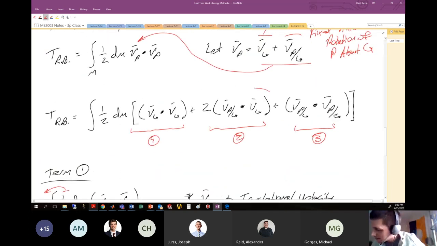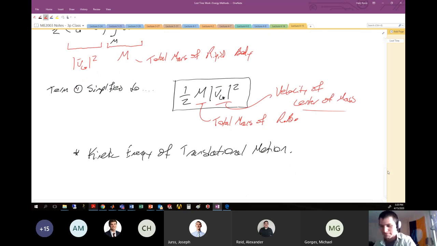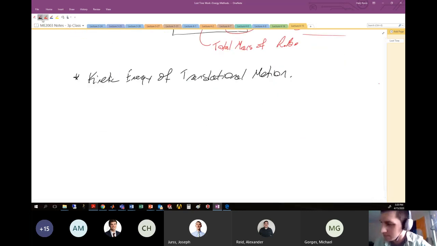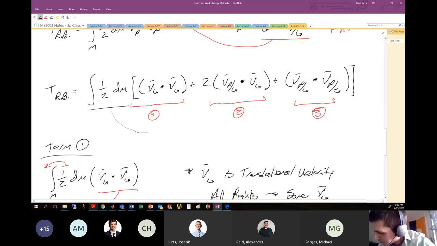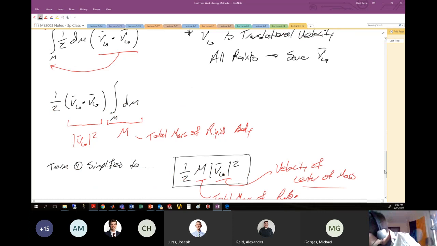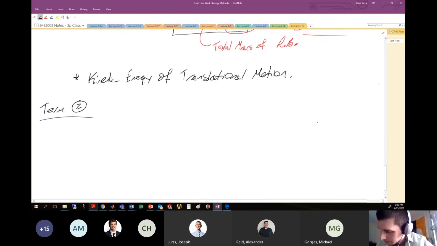Next on the docket, this guy right here: 2 times the velocity of p relative to g dotted with the velocity of g. So term number 2, and I'm going to bring the integral and everything associated with it. Pretend that I distributed all this stuff to this particular term. Term number 2 is the integral on the mass, 1/2 dm of 2 times the velocity of p relative to g dotted with the velocity of g.